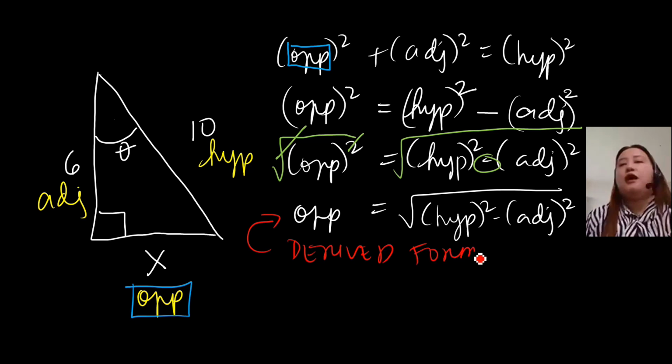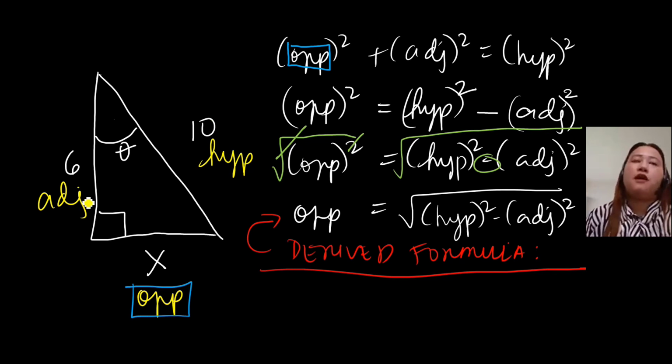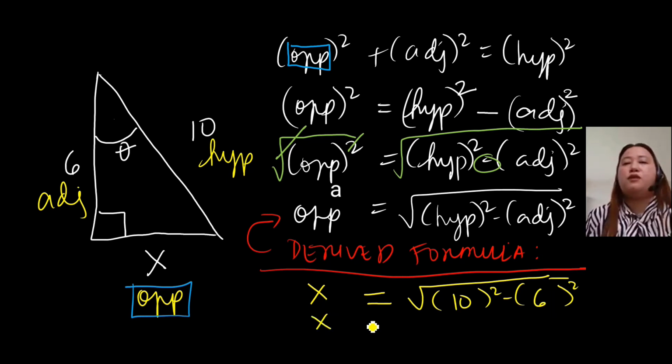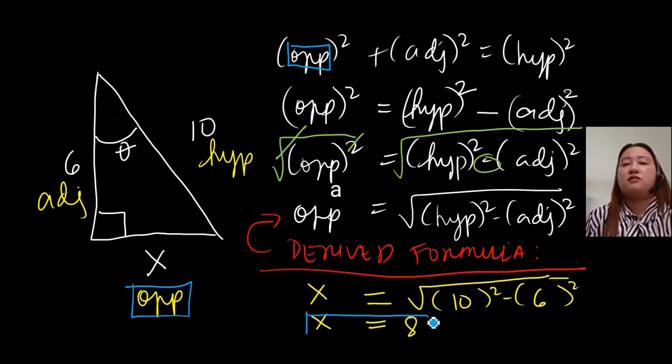Derived formula. And then the next thing that we are going to do, we are already going to substitute. So from our given triangle, the opposite is denoted by x, so x equals the square root of the hypotenuse, which is 10, and then the adjacent is 6. So if you try to compute this, finalize your answer, the answer here would be 8. So that is the measure of x. So x is 8. That's it.